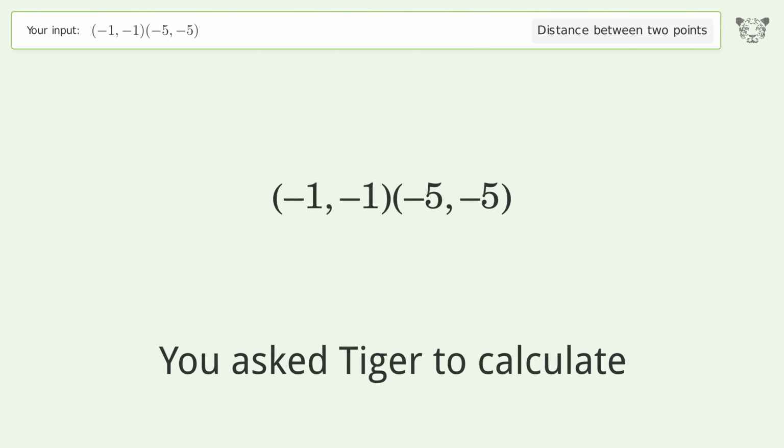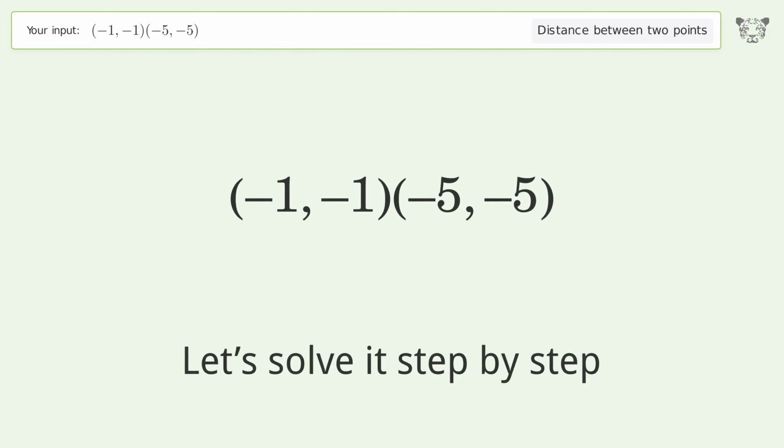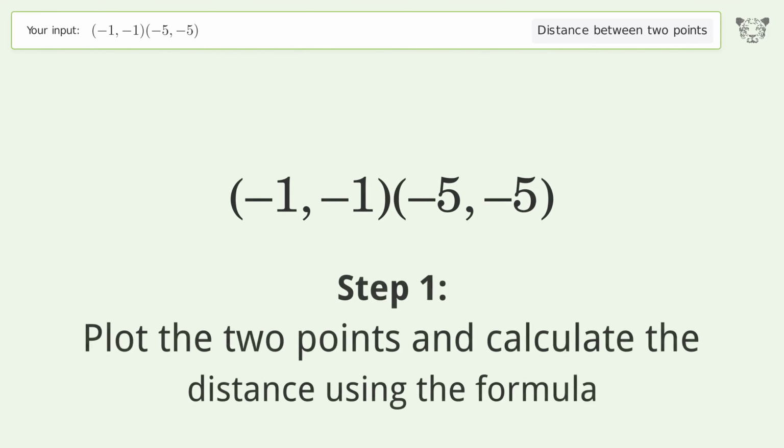You ask Tiger to calculate. This deals with the distance between 2 points. The distance between the 2 points is the square root of 32, or 5.657. Let's solve it step by step. Plot the 2 points and calculate the distance using the formula.